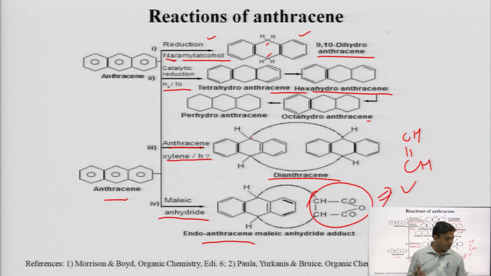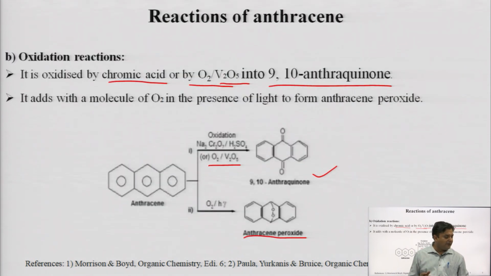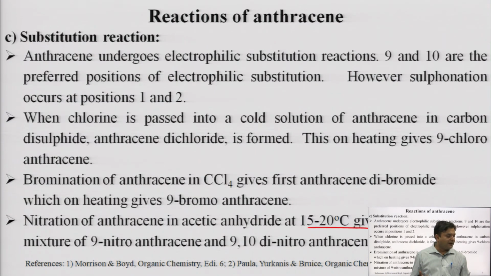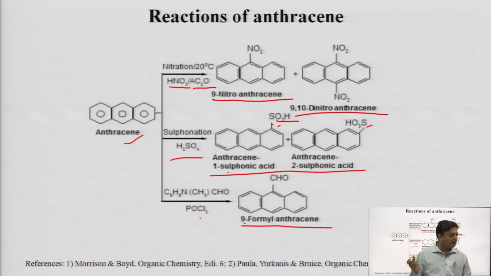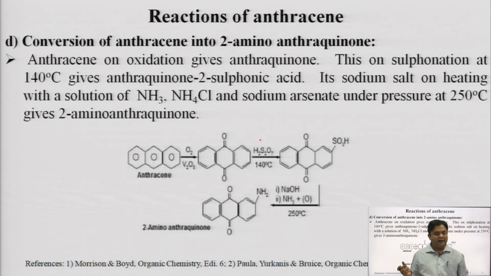Then, the reactions of anthracene: we have already discussed oxidation. There are two ways to oxidize anthracene. First, by reacting with chromic acid, oxygen or V2O5, it gives 9,10 anthraquinone. When it adds a molecule of oxygen in the presence of light, it again gives an oxidized product. In substitution reactions, as I said, sulfonation takes place at the 1 and 2 positions, and nitration takes place simply at the 9 or 9-10 position.